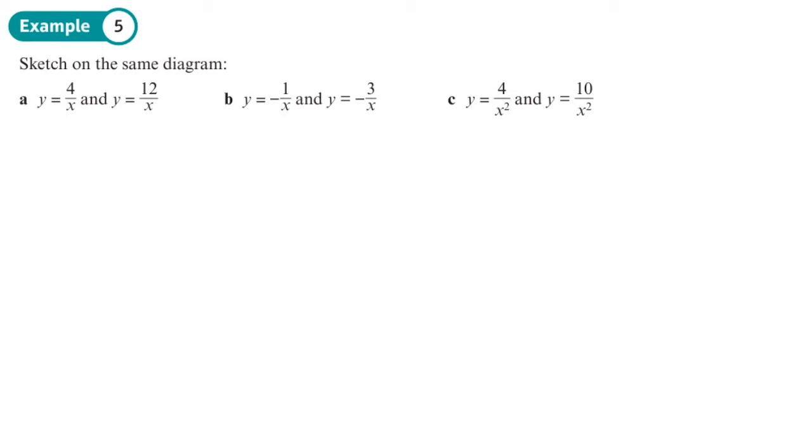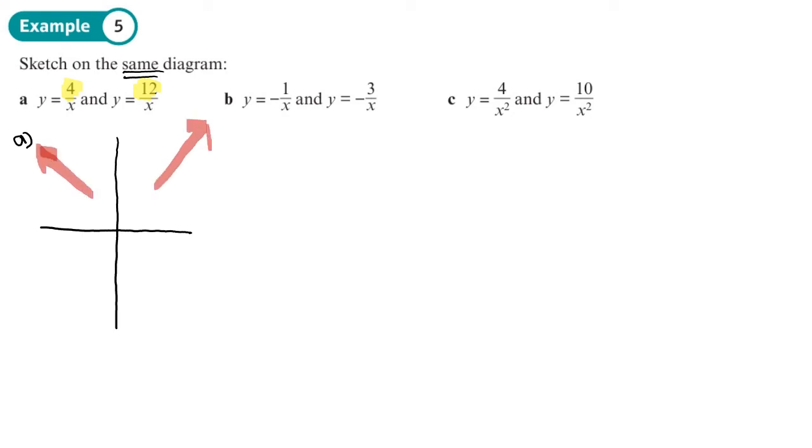So let's sketch these graphs here. In part A, on the same axis, on the same diagram, we're going to sketch the graph of y equals 4 over x and y equals 12 over x. Now, what happens when you've got these numbers at the top? The bigger those numbers are, the further away the graph moves or appears to move from the axis. It seems to sort of stretch outwards. You'll see what we mean when we go through these examples and we draw these.